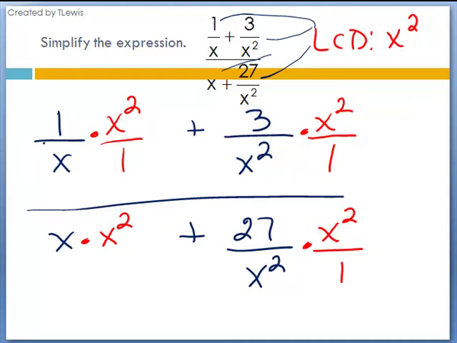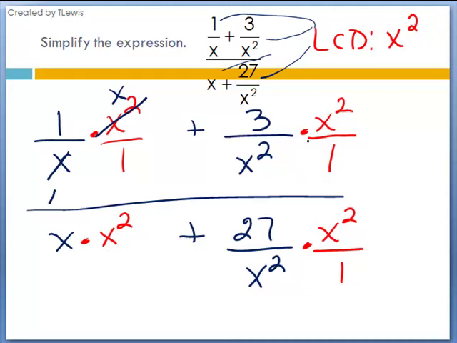So let's look at the first term, 1 over x times x squared over 1. Let's divide out. x divides into x squared. We have x times, then we're going to take the x and multiply it to the 1. Okay, so let's write that step down in a few minutes, but let's go ahead and simplify the rest of these.